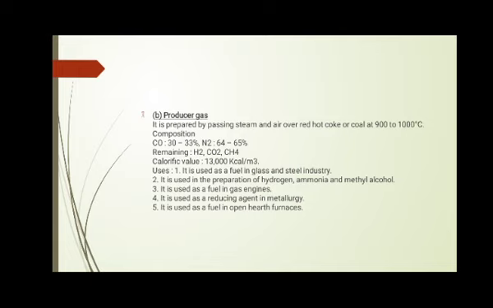Uses of producer gas. It is used as a fuel in glass and steel industry. It is used in the preparation of hydrogen, ammonia and methyl alcohol. It is used as a fuel in gas engines. It is used as a reducing agent in metallurgy. Last one, it is used as a fuel in open hearth furnaces.